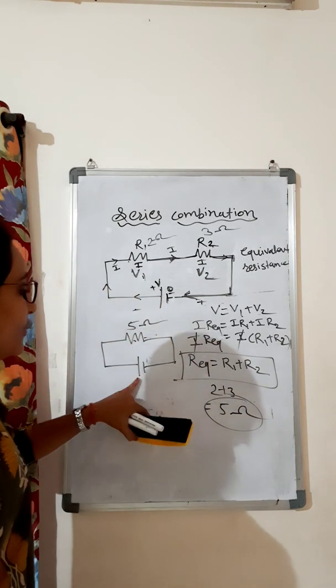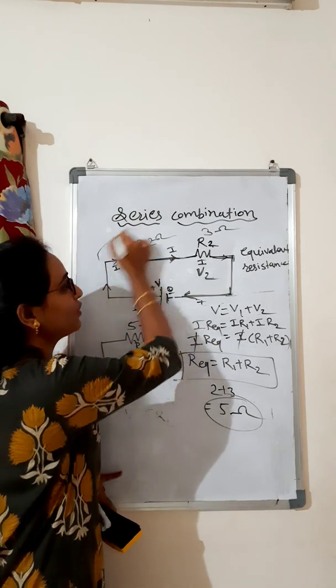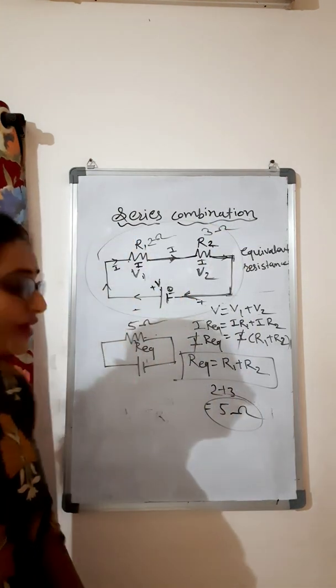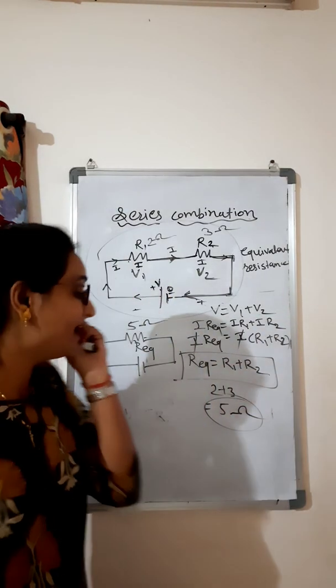Right? So 5 ohm resistance. This 5 ohm resistance is R equivalent for this combination. Okay? So in series combination, if you want to calculate R equivalent, it is R1 plus R2.